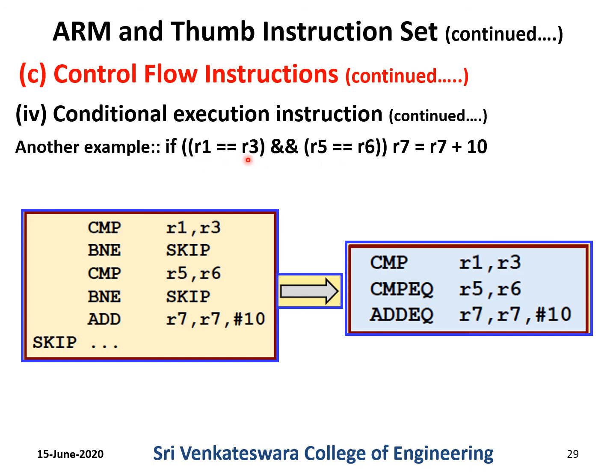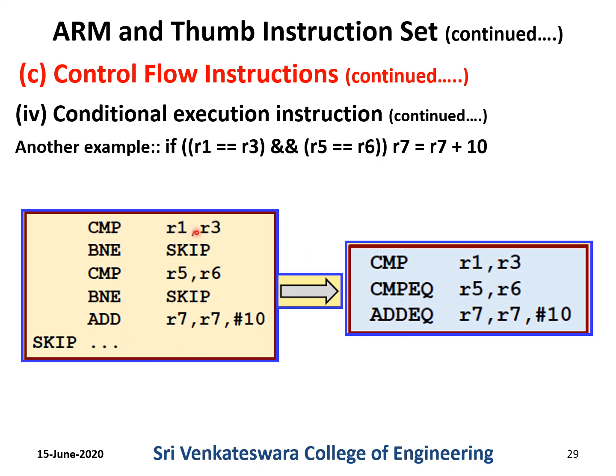If the first condition is met, then we have to check for the next condition. Check whether R5 is equal to R6, and if this condition is also true, then only we have to add R7 with 10. If the second condition is not met, we can come out. So this is implemented using assembly, this ARM instruction set.